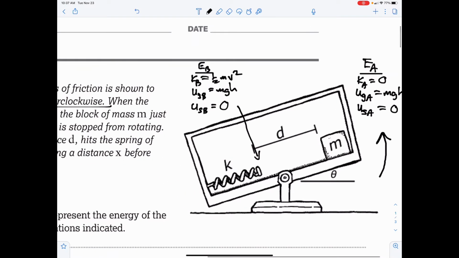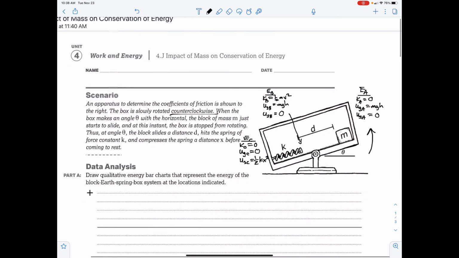And now let's talk about this point right here when the block has fully compressed the spring. We'll call that position C. You have no more kinetic energy because the block comes to rest. The gravitational potential energy has now gone to 0 because that's the lowest point in the problem. But you have complete and full spring potential energy, so I'm going to write its equation, 1/2 kx squared. So these are the energies involved at the different locations.